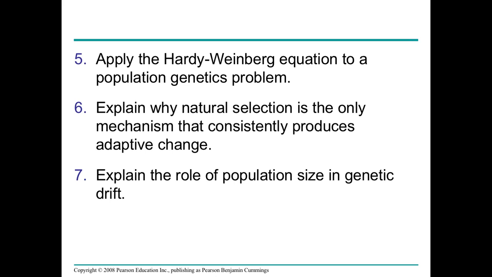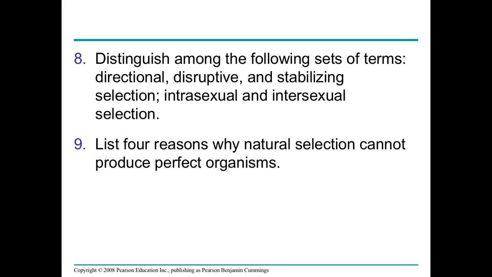Explain how population size affects genetic drift. You have to be able to distinguish the differences between directional, disruptive, and stabilizing selection, and then different types of sexual selection, and then list 4 reasons why natural selection can't produce perfect organisms.